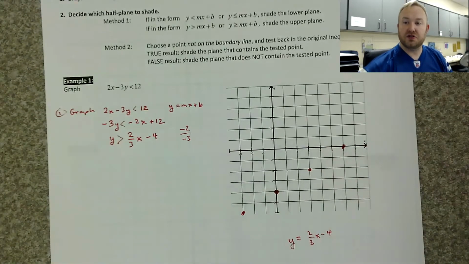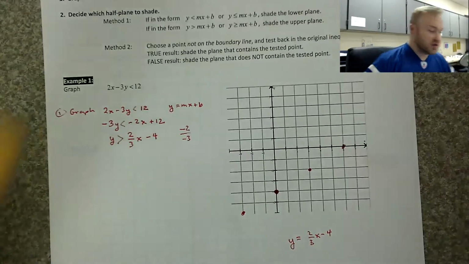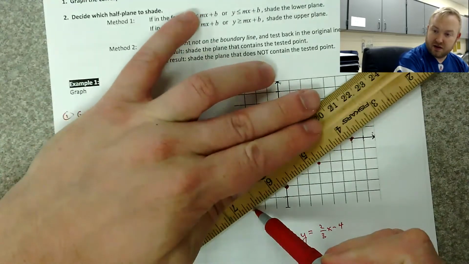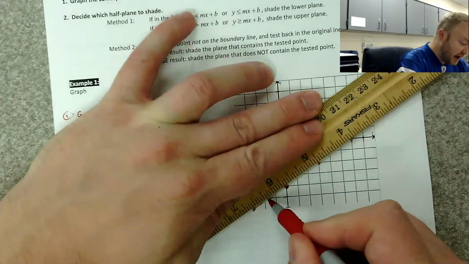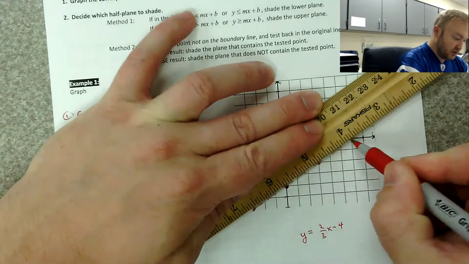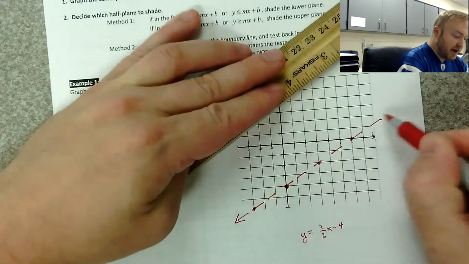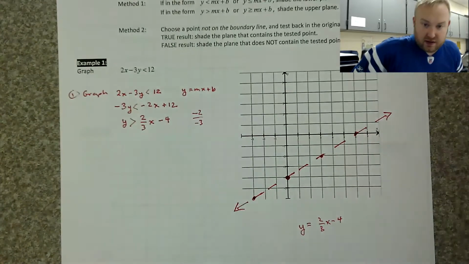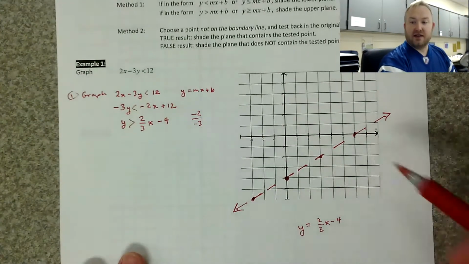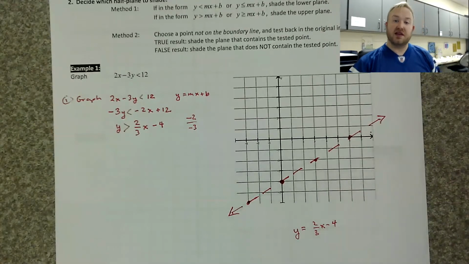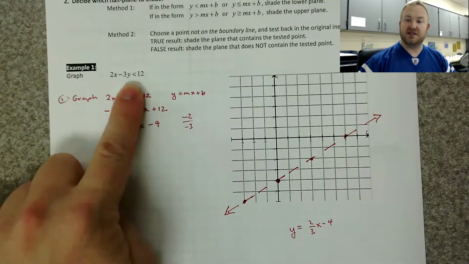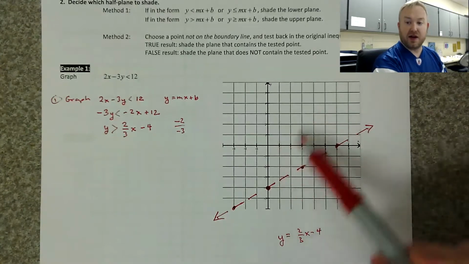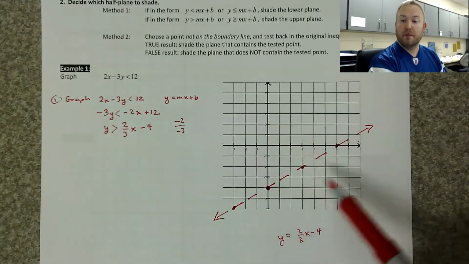Instead, this line's going to serve as a boundary. So instead of drawing a solid line through these points, I'm going to use my ruler here to try to do a really good job of this. I'm going to draw a dotted line through those points. Okay, and I make this dotted because there's no or equal to. It just says greater than. So what this dotted line does is it separates the points that are solutions to this inequality and the points that aren't. Your solution points are either going to be found above the line or below the line.